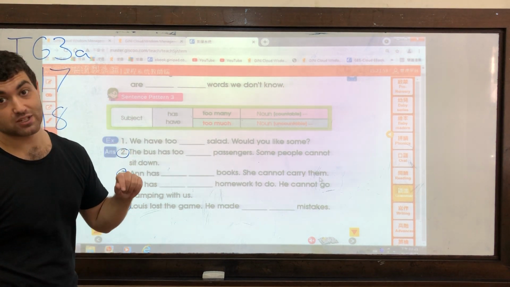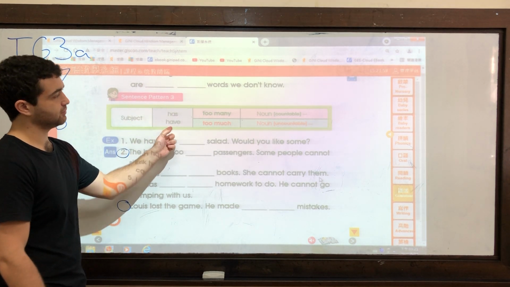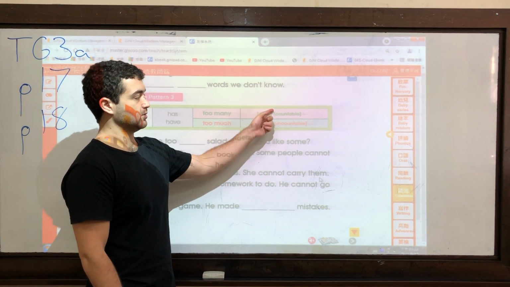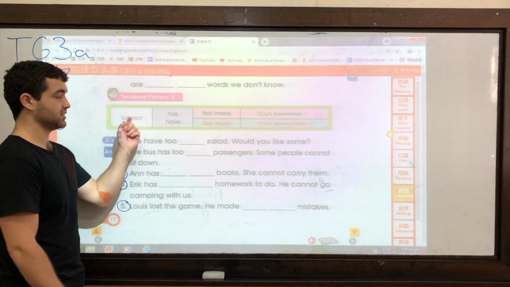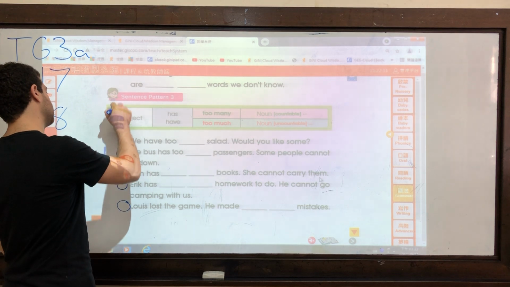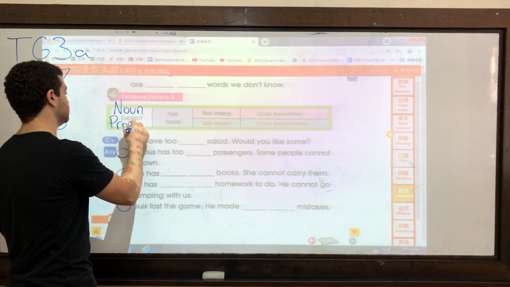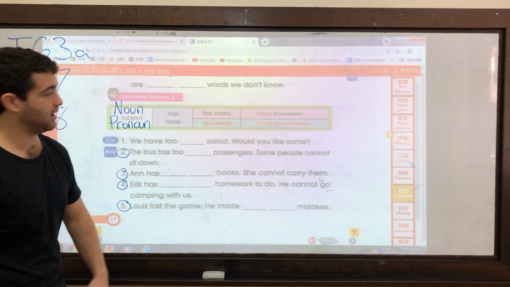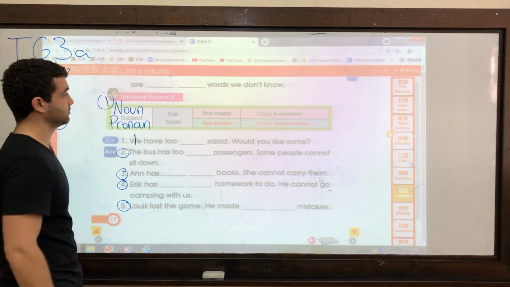And let's go over the sentence pattern first. Subject, has, have. Too many, too much. Countable noun, uncountable noun. So a subject is the noun that you are talking about. So the subject is always going to be a noun or a pronoun. We is a pronoun. So we already have the first one.